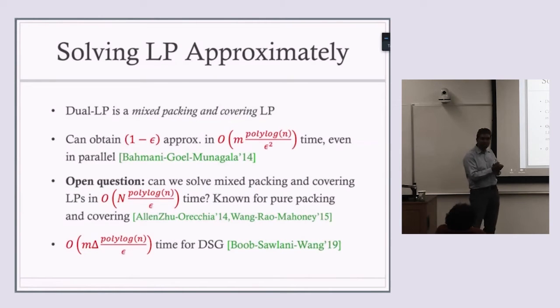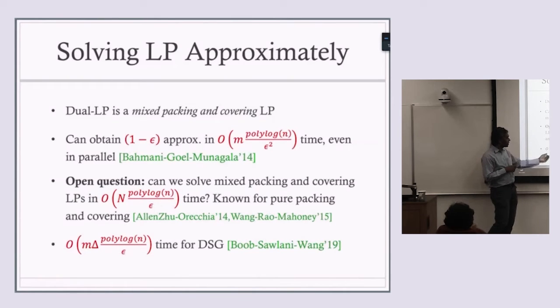And densest subgraph is a case where you have both packing and covering constraints. So we didn't know how to get this one epsilon dependence. There was actually a nice paper where people got a result where you say, okay, you can get one epsilon dependence, but you pay an extra factor, which is the maximum degree of the graph. So people have been trying to get one epsilon dependence for mixed packing and covering LPs, but we don't know that yet. It's a nice open problem. But for densest subgraph, if you lose another factor of delta, you can get it.